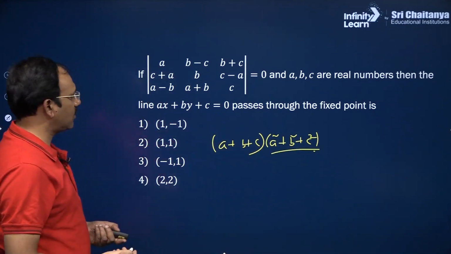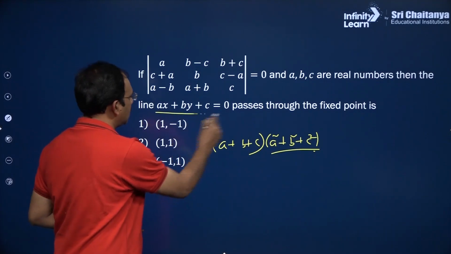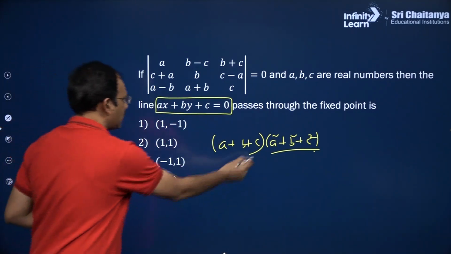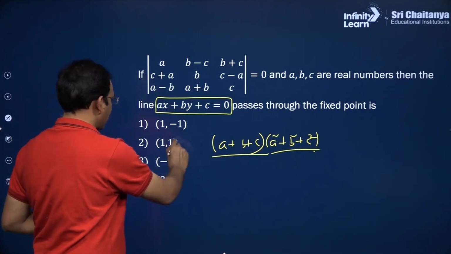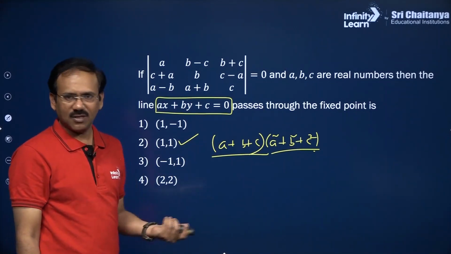If a, b, c are simultaneously 0, there is no straight line. So a and b cannot be 0 simultaneously. So this must be 0, which means this line must pass through the point (1, 1). Just expand the determinant either by operations or the regular way.